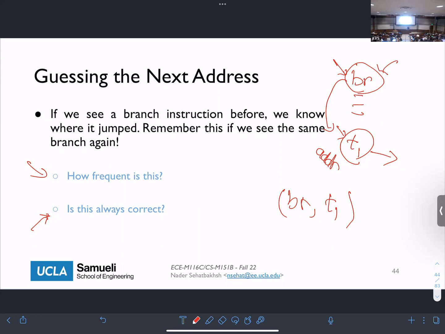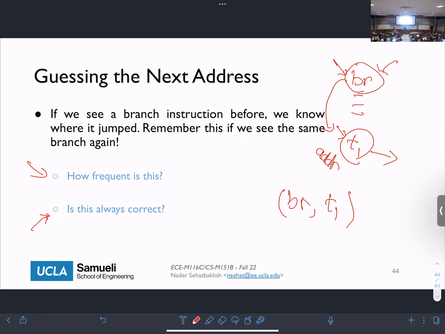So wherever I see a branch, I know that's going to be T1. So I'm going to record T1 and I'm going to see it again, hopefully. And then if I see it again, I know that the address is T1. And the nice thing is that I can do this in the fetch stage because I can just put a memory in the fetch stage and kind of solve the problem, right?